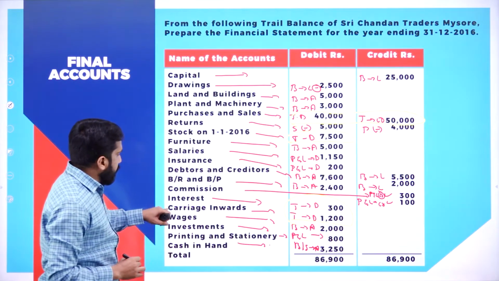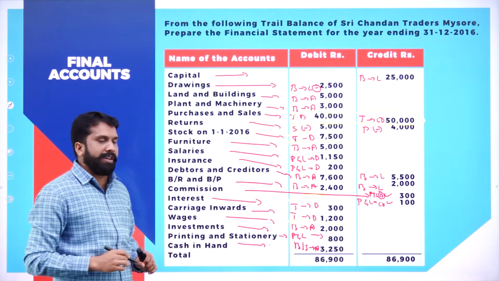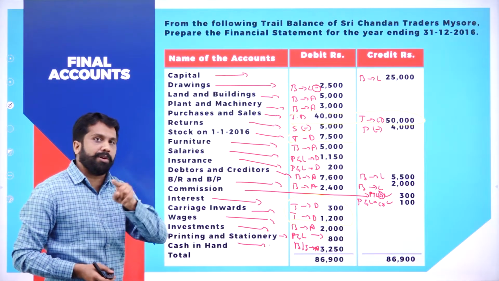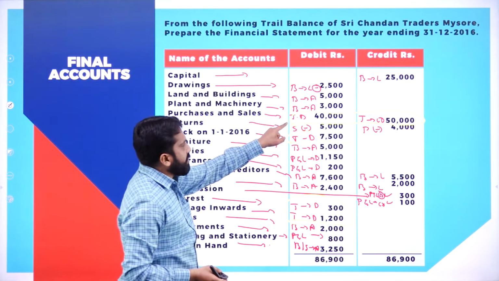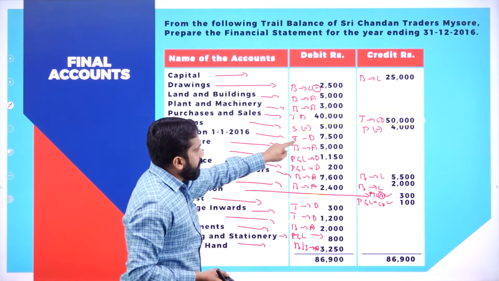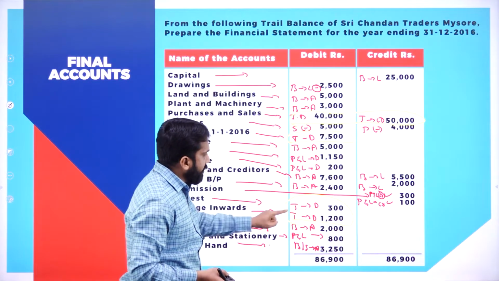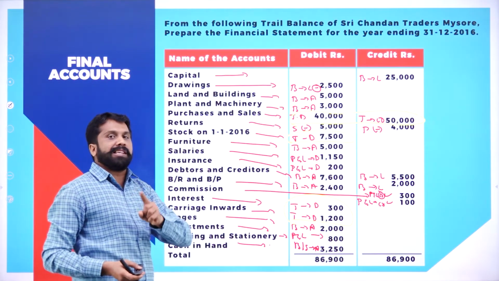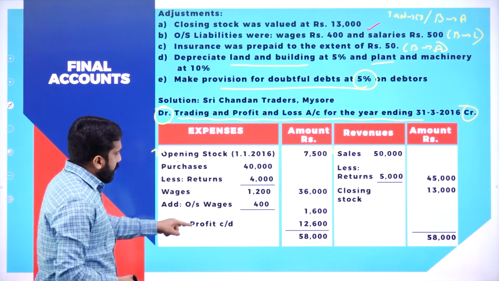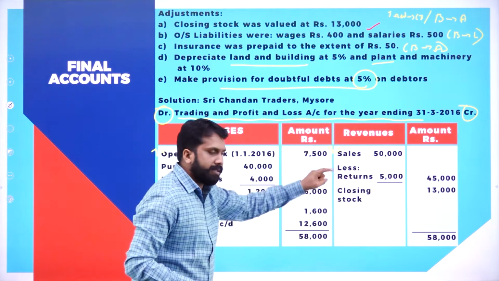So you have carriage inward as well as wages. So these are the trading items which I have mentioned with yellow color. We already marked it as trading account debit, trading account credit side, trading account debit, trading account debit as well as trading account debit. Same thing I copied in your format. See, the same wordings are there.